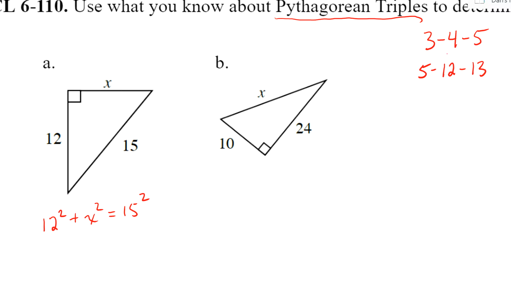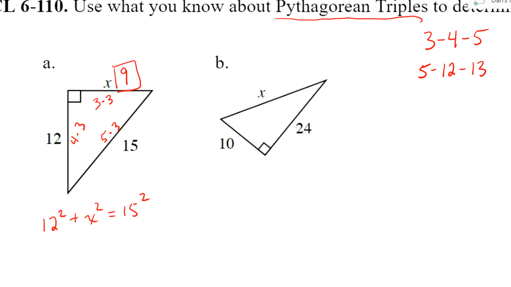3 and 4. But 5, here's how you do it. This is 5 times 3. And what is 12 then? 4 times 3. So I see the times 3 in there. So that means that this x has to be 3 times 3, which is 9. So it's taking a 3, 4, 5 and multiplying it by 3.